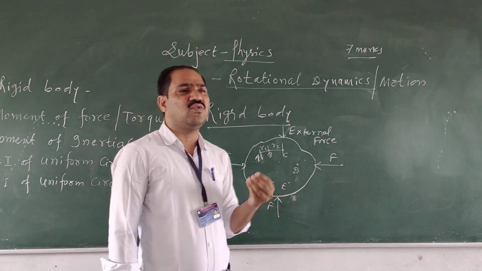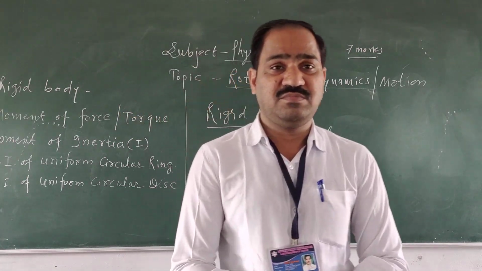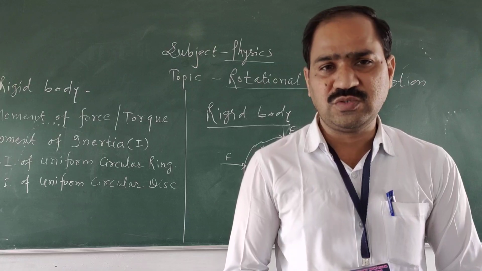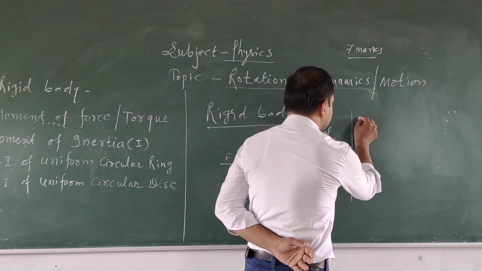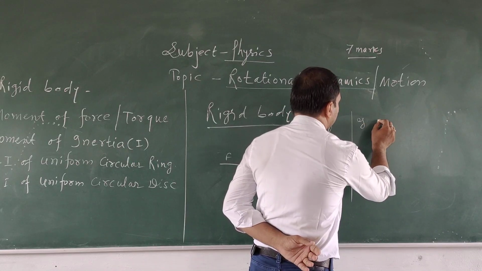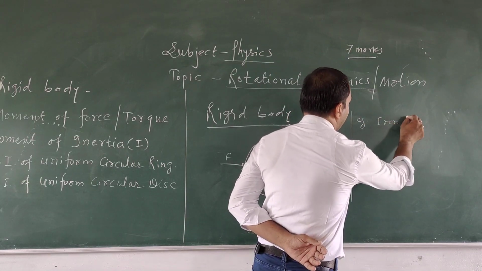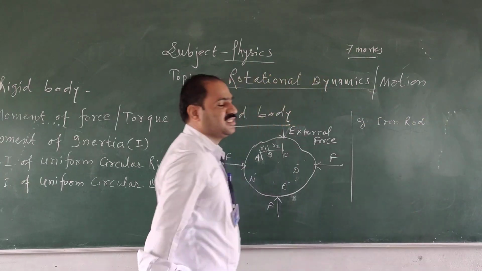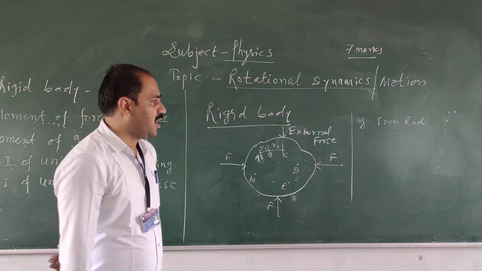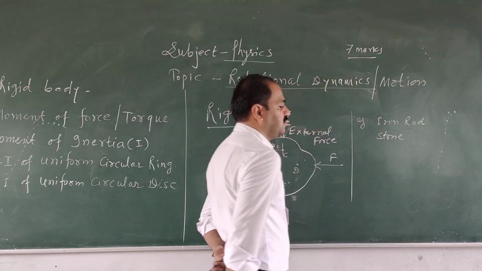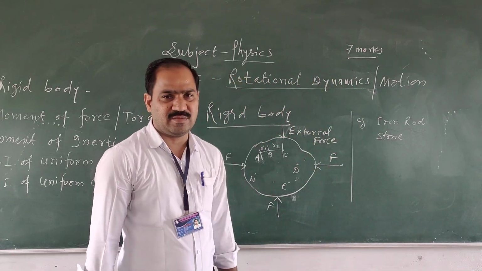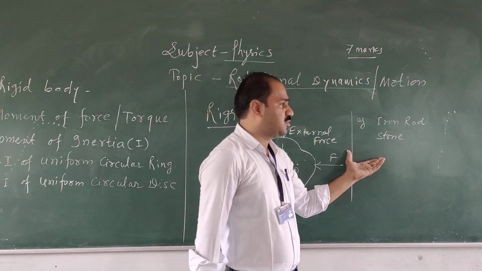So there is no perfectly rigid body in the universe, but for our practical purpose we can consider a rigid body to be, suppose, an iron rod. An iron rod is considered a rigid body. Again, a stone can be considered a rigid body for our practical purpose.